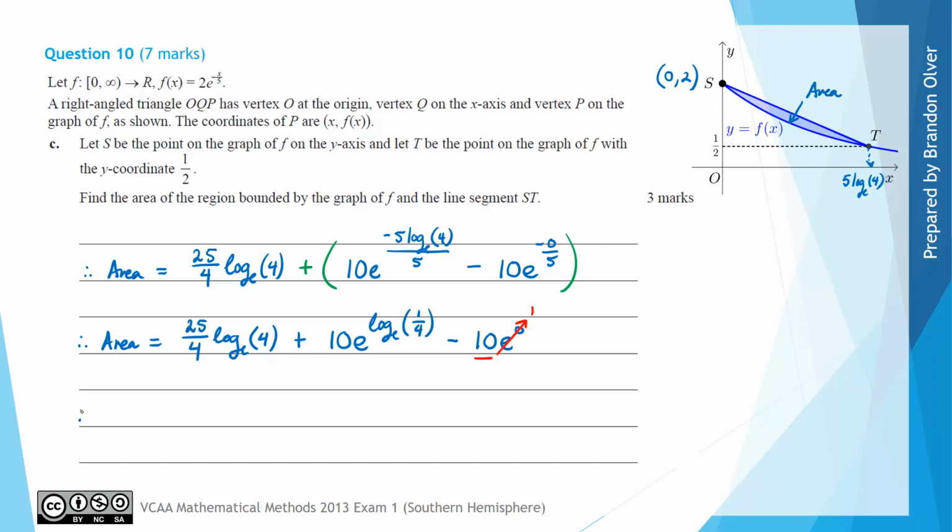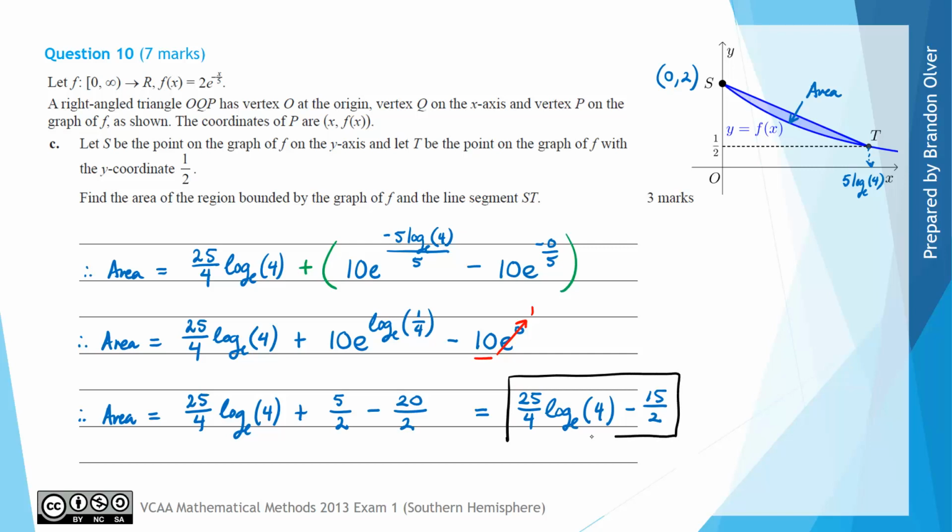So that's 10 times 1. So therefore the area, and we are getting close, is equal to 25 divided by 4 times log e of 4. And then we have added on to that 10 times e to the power of log e of a quarter. But e to the power of log e are inverse operations, so we just get 10 times a quarter. So we're going to write that as 10 over 4, which is the same as 5 over 2. And then we're going to subtract 10, which is the same as subtracting 20 over 2. And we can now simplify this to be 25 over 4 log e of 4, and then minus 15 on 2. So that is the answer to part C of this question.